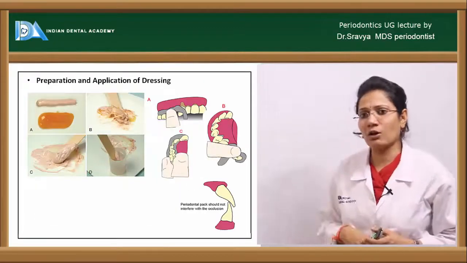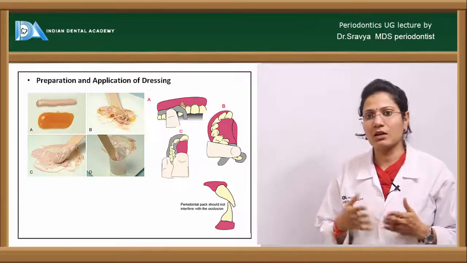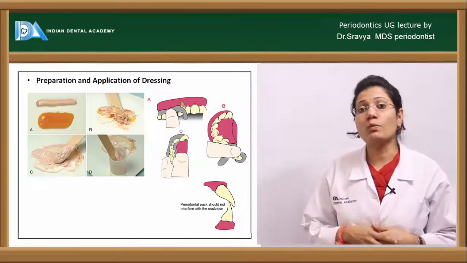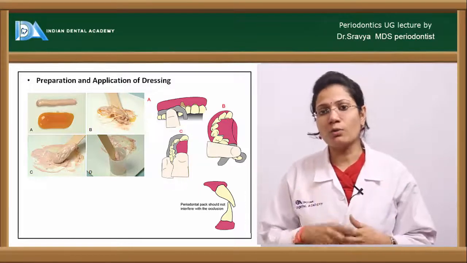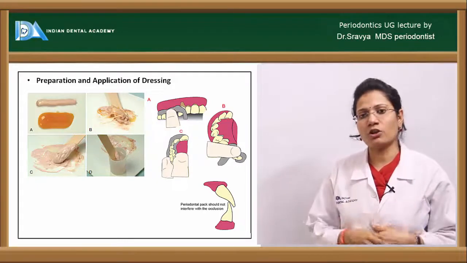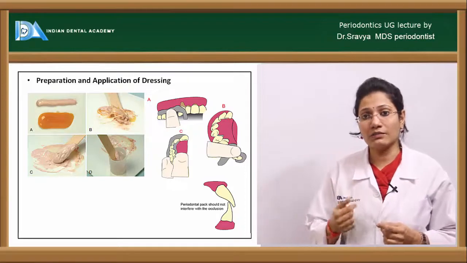How do you prepare and how do you apply the dressing? First, you need to take equal ropes of both the tube pastes, and then mix them till you get a homogeneous mix. Once you have got a homogeneous color of the mix, place it in a petri dish of saline, and then wait for it to get a doughy consistency.